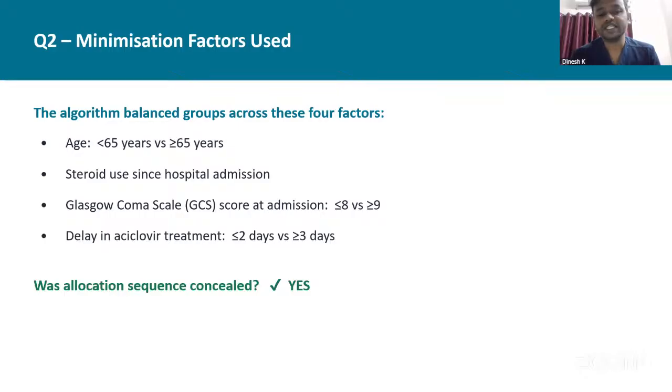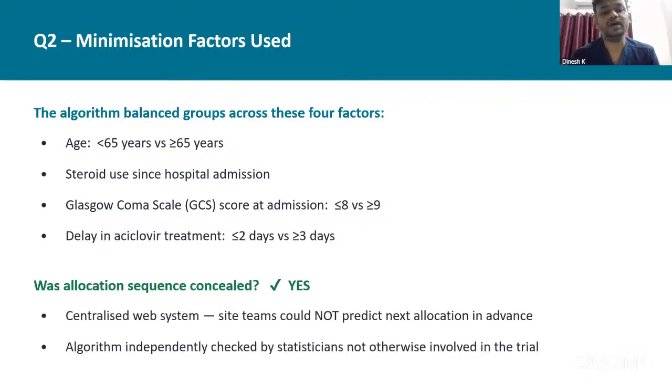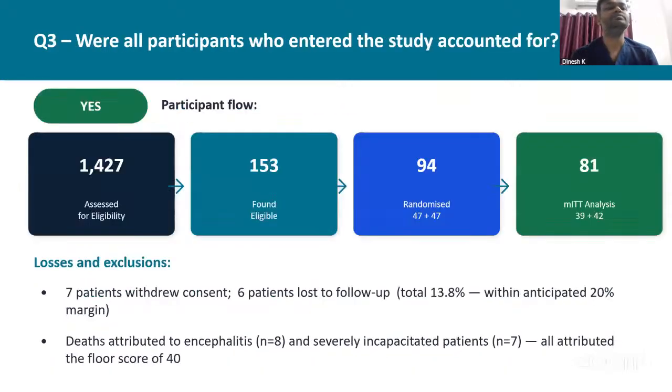And then, was the allocation sequence concealed? Yes, the site teams couldn't predict the next allocation in advance. Moreover, the algorithm was independently checked by a statistician who was otherwise not involved in this trial.